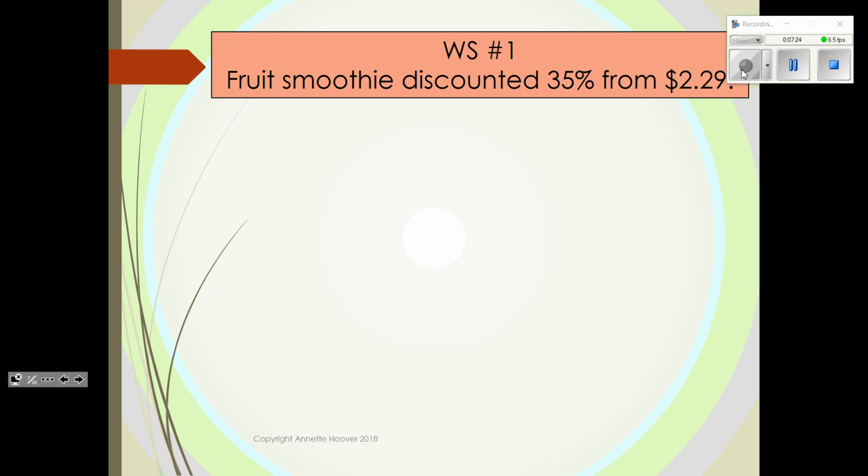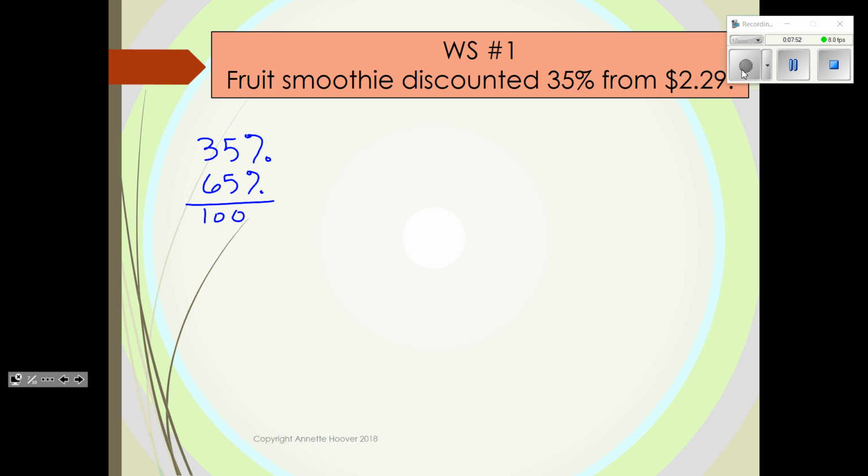If we have this worksheet, here's an example off of it. The fruit smoothie discounted 35% from $2.25. So how much is it now that there is a 35% discount? Well, I have to think again. If it's being discounted 35%, and I just want to know the cost, then what percent am I paying? Well, 100 minus 35 is 65. So I know I'm paying 65%.